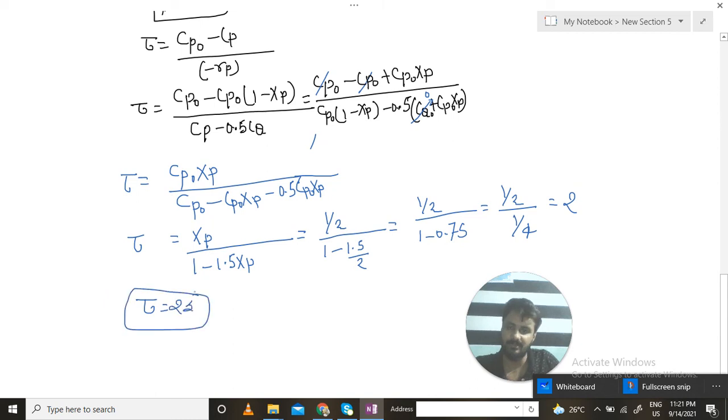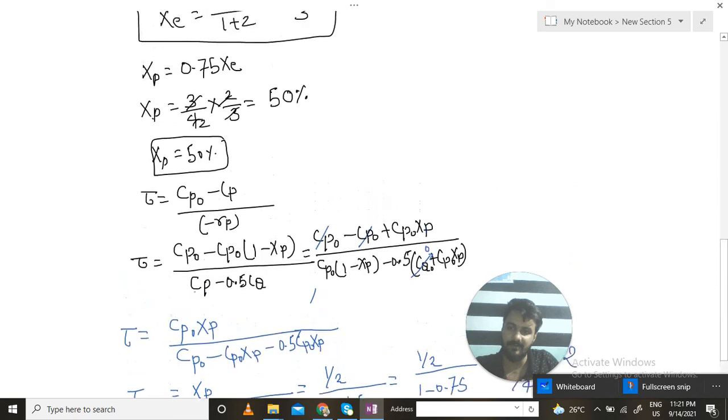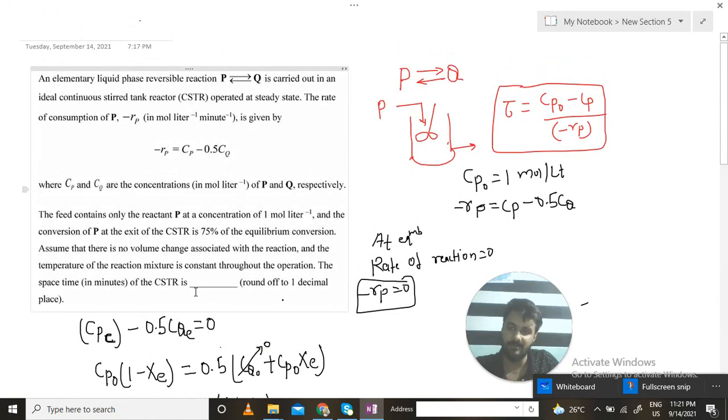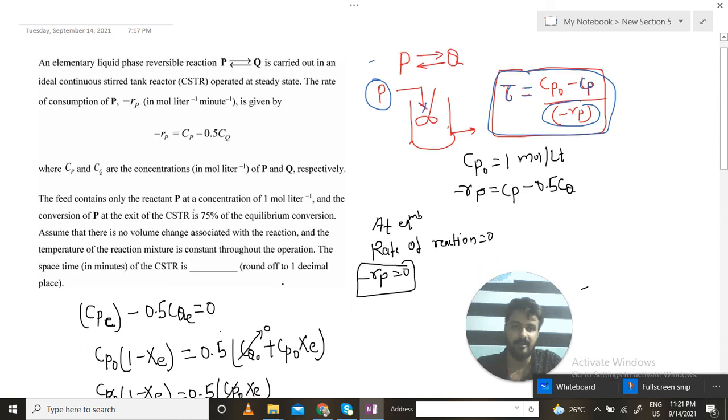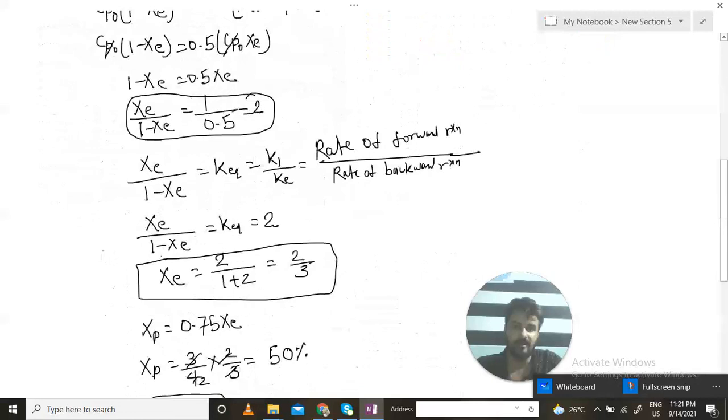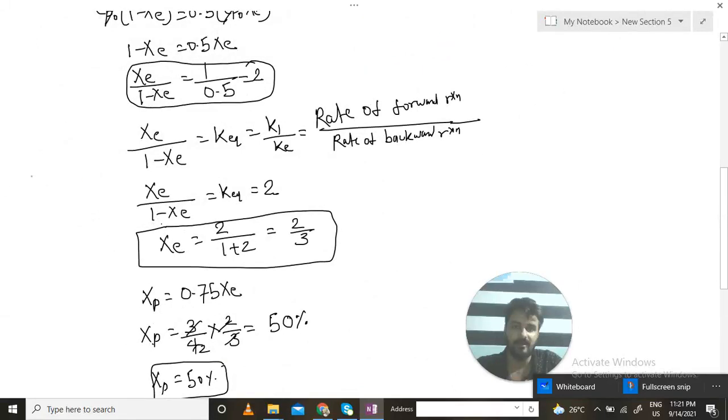Hope you all have got the desired answer that we wanted. So first, what I have discussed is the continuous stirred tank reactor, where the reactant P is entering into the reactor, and we know the material balance of the continuous stirred tank reactor, and from here we know tau is equal to Cp naught minus Cp upon rate of reaction. Okay, and this is also a reversible reaction. So in case of a reversible reaction, we have to calculate the maximum achievable concentration, and that is the equilibrium concentration.